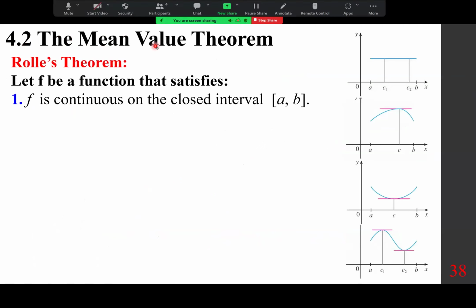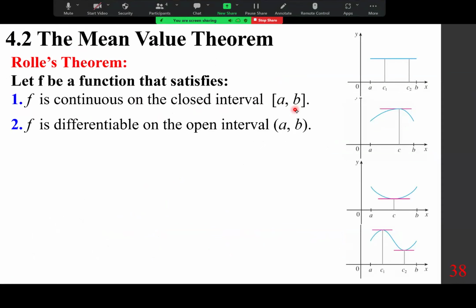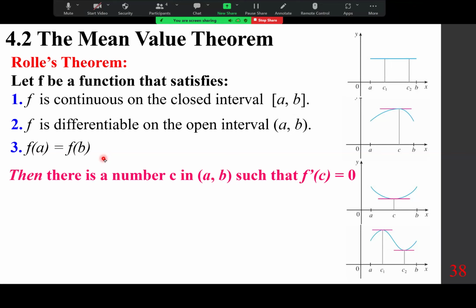Section 4.2 is called the mean value theorem. We're going to discuss Rolle's theorem. Let f be a function that satisfies number 1, f is continuous on a closed interval a to b. Number 2, f is differentiable on the open interval a to b. And f of a must be equal to f of b. The endpoints have equal values. Then there is a number c in the interval a to b such that f prime of c is 0.